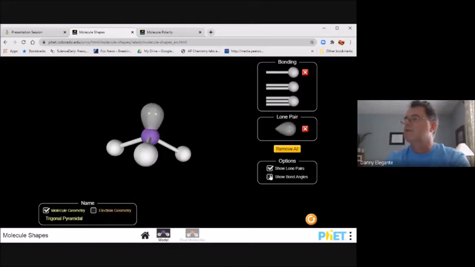And then if you look at the bond angle, it's no longer 120 degrees. All the things kind of got smushed slightly closer together. So this is the basis behind VSEPR theory.